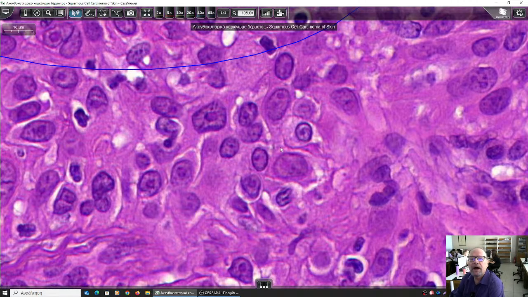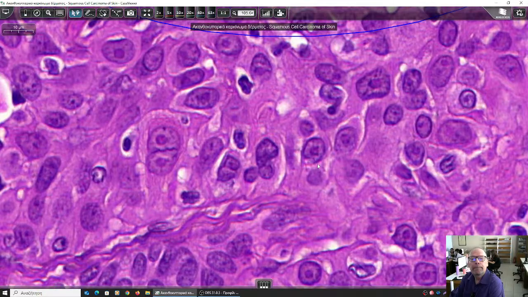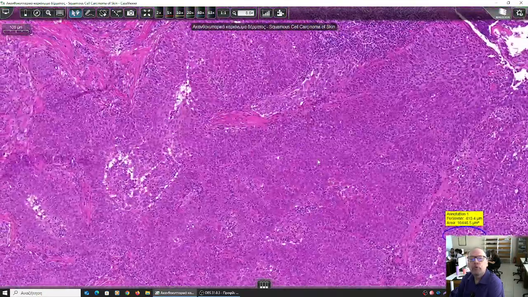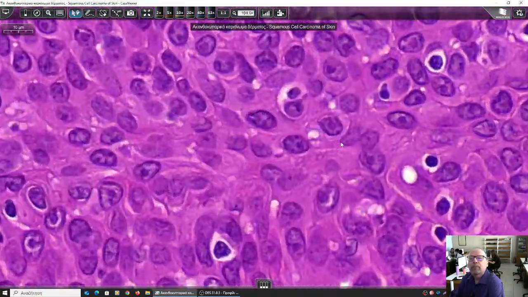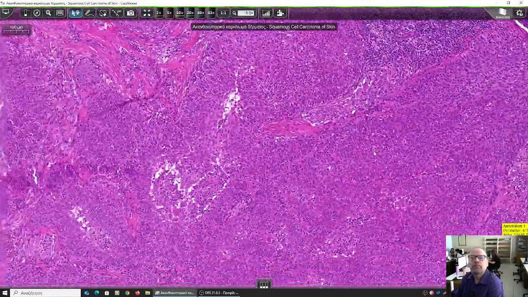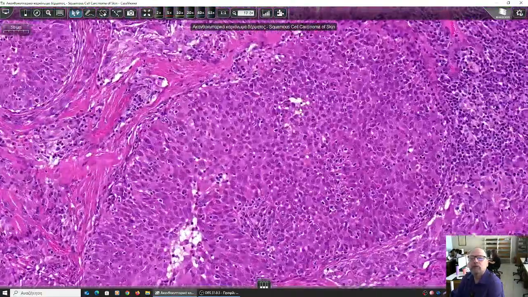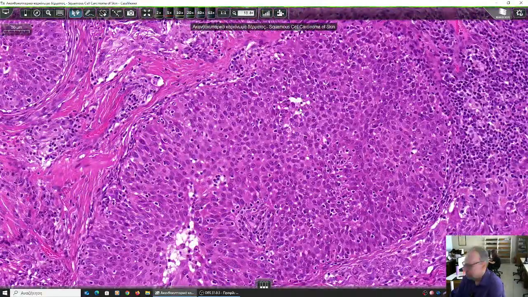What do you think they are? Those were hemidesmosomes in the electron microscope. These are intercellular bridges. And when we find that in a malignant tumor, this is also a sign of squamous cell differentiation. Okay. Professor? Yes?